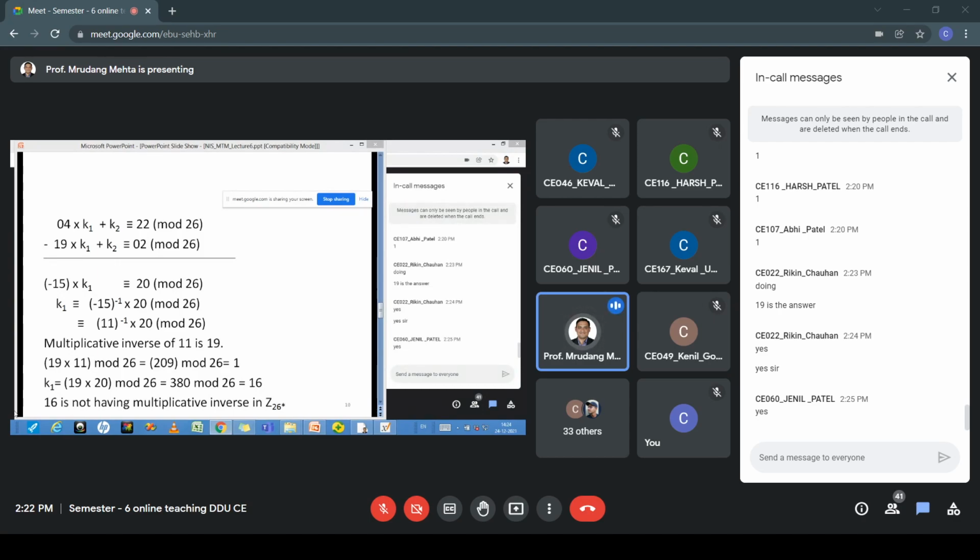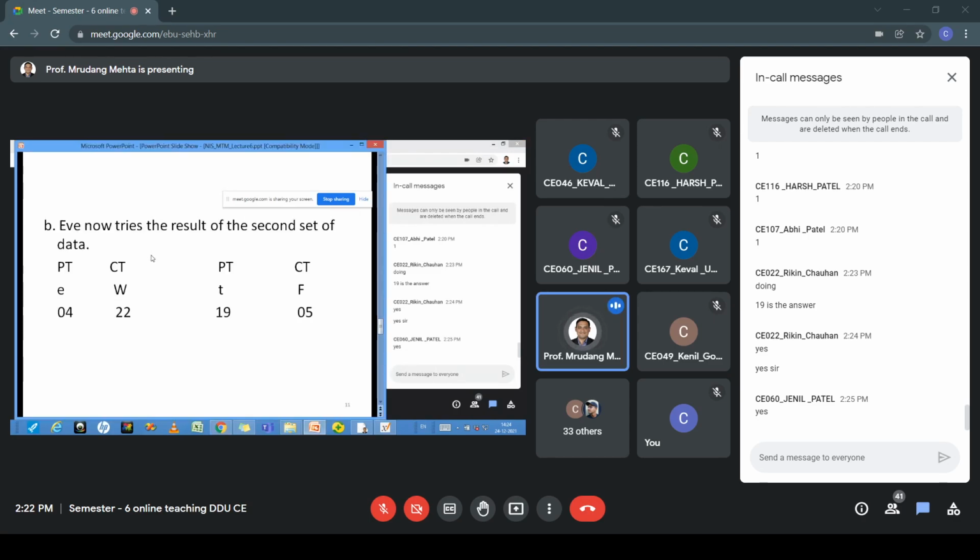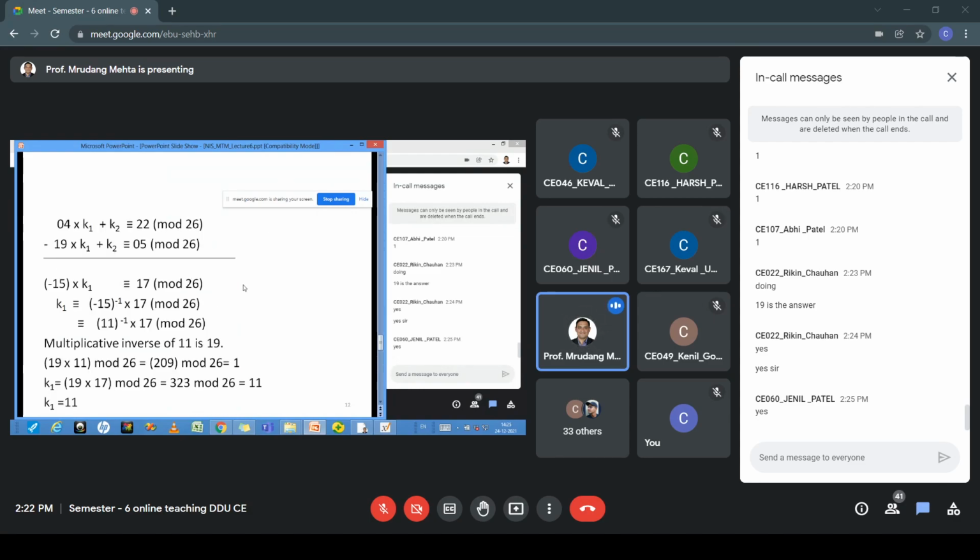We are doing cryptanalysis. So what we do, we now perform the second attempt. So in this, you will try the second set of data. So in that, plain text of E is 4 and its cipher text is 22. T is plain text 19 and the cipher text it receives is F. Okay. So now again we apply the same method, right?